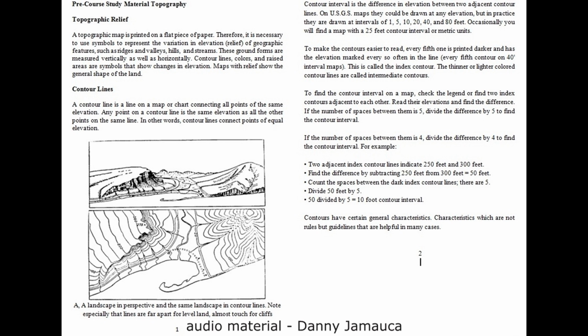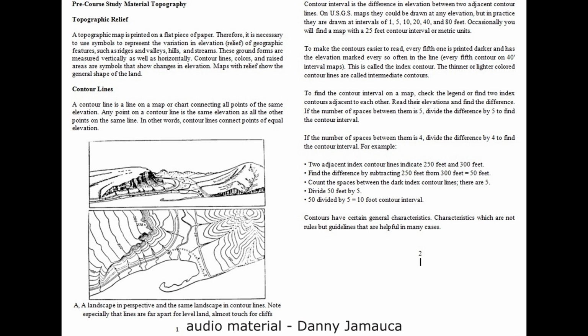Contour lines. A contour line is a line on a map or chart connecting all points of the same elevation. Any point on a contour line is the same elevation as all the other points on the same line. In other words, contour lines connect points of equal elevation. A landscape in perspective and the same landscape in contour lines. Note especially that lines are far apart for level land, and almost touch for cliffs.